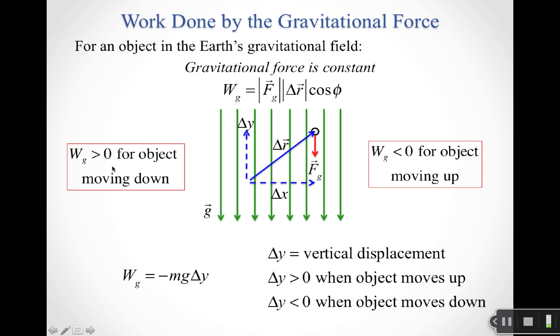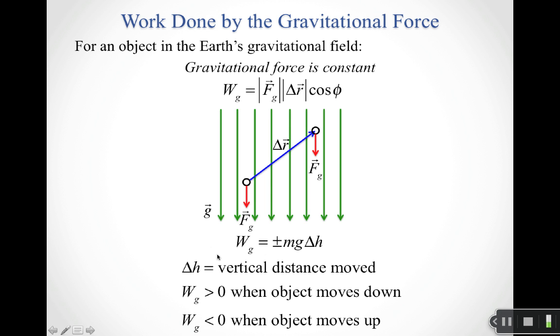So this will give me positive work done by gravity for an object moving down, negative work done by gravity for an object moving up. Again, for an object moving up, my vertical displacement is positive, positive, positive. The minus sign stays, so negative work.